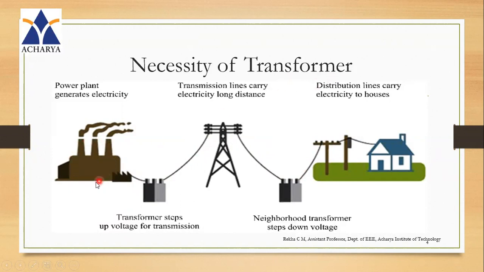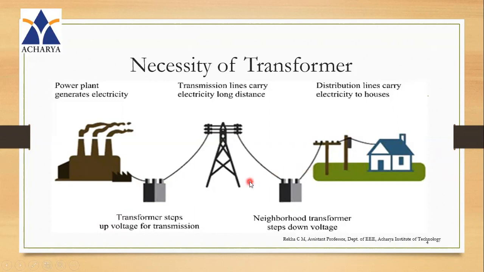Now if the generating voltage is 11 kV, that voltage is stepped up to 400 kV by a step up transformer. Again, once the transmission finishes at the load center, the voltage should be stepped down from 400 kV to 11 kV by a step down transformer. That is how transformers play a vital role in transferring energy from the generating station to the load center.